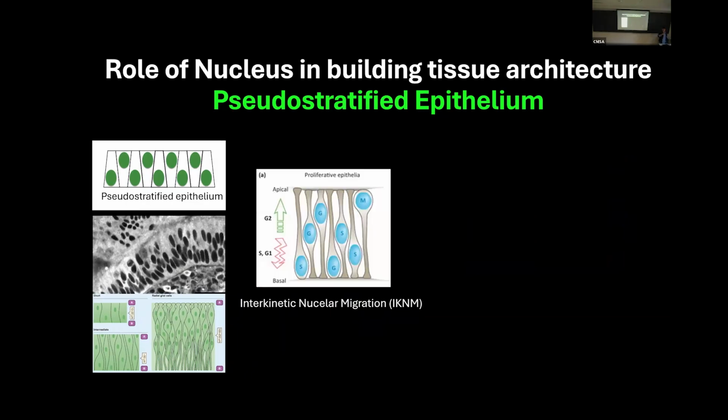So if you think from a mitosis point of view, you will find mitotic cells at the apical side, G2 cells moving towards the apical side, G1 and S cells coming towards the basal side. And for a long time, people have thought that this architecture, this pseudostratification, is a passive outcome of asynchronous cell division across different cell types.